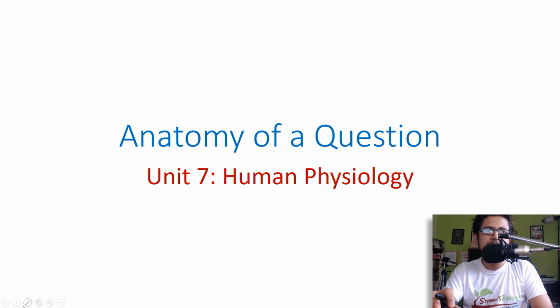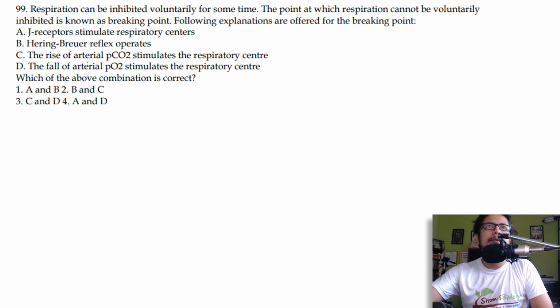So let's take a look and start to answer a few of these group C questions from last year's CSIR NET paper. This is the first question. Respiration can be inhibited voluntarily for some time. The point at which respiration cannot be voluntarily inhibited is known as the breaking point. The following explanations are offered for the breaking point.